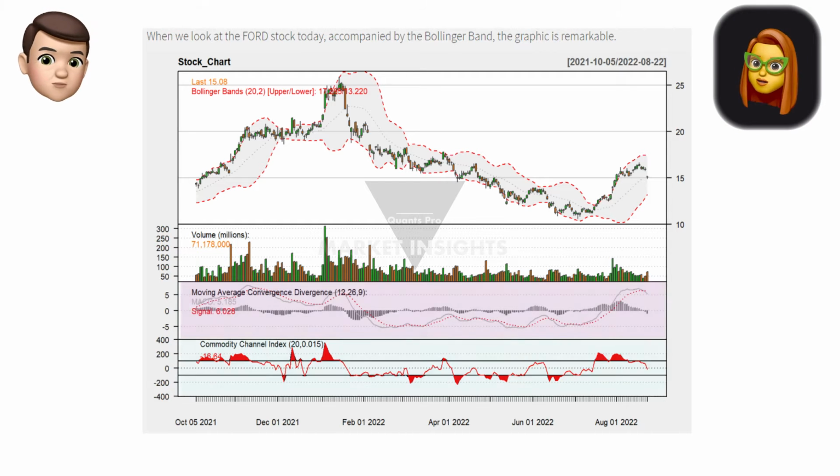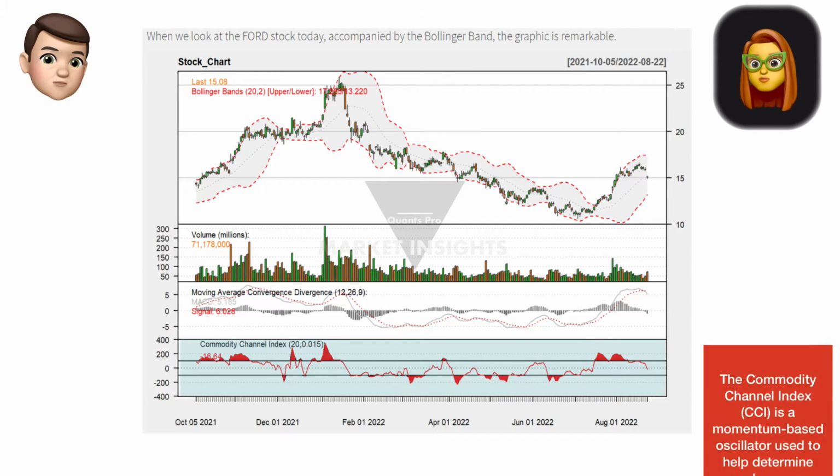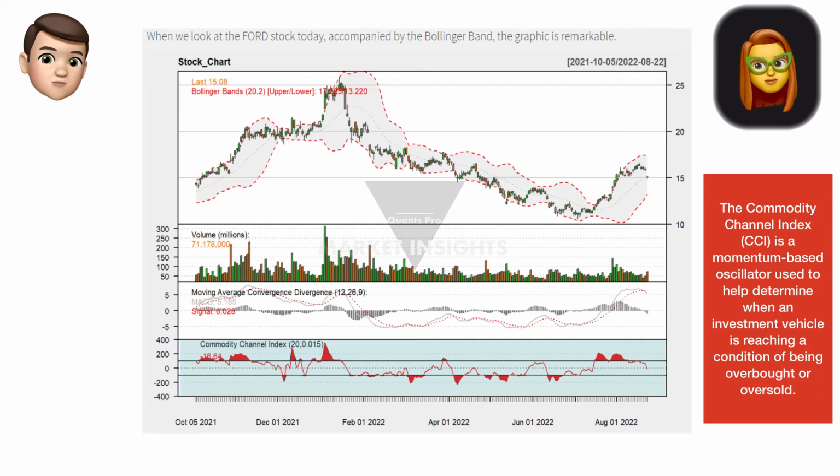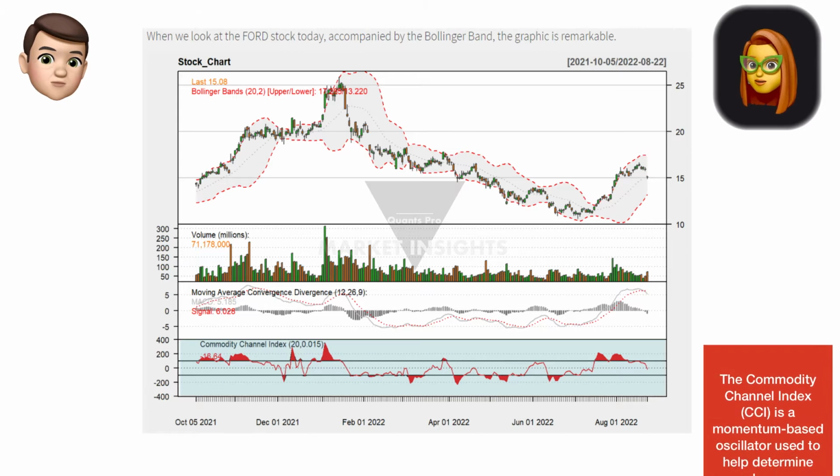Finally, let's examine the commodity channel index oscillator embedded in the graph at the bottom. This indicator gives information about the deviation levels from the price trend. When the chart is carefully examined, it can be seen that the price action is within the oscillator band. In this case, it can be said that there is no excessive movement in the share price.